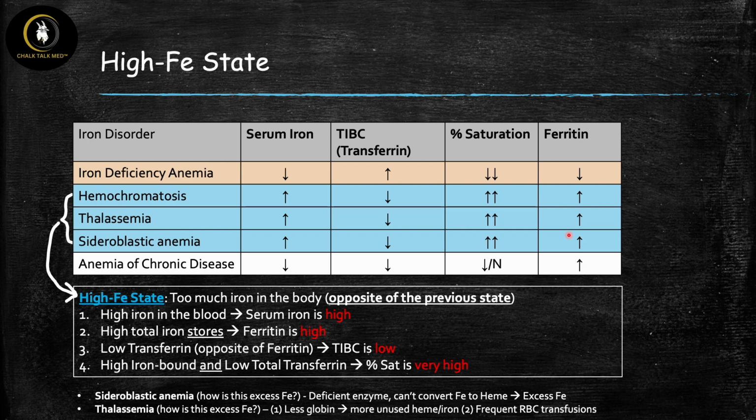If you were to take a quick glance at this, you would actually notice that every variable of these 4 is the complete opposite of what we saw in the other state, the last state, and that should make perfect sense because the last one was a low iron state. This is the complete opposite, which is a high iron state. So every value here is going to be the complete opposite of the other one.